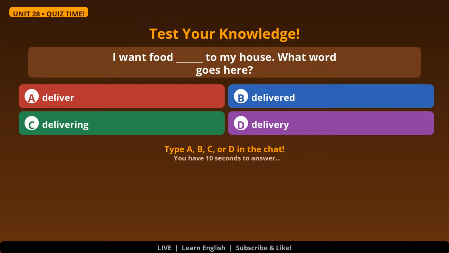Can you get this right? Here's the question. I want food to my house. What word goes here? Option A, deliver. Option B, delivered. Option C, delivering. Option D, delivery. Think about it. Type A, B, C, or D in the chat. You have 10 seconds.